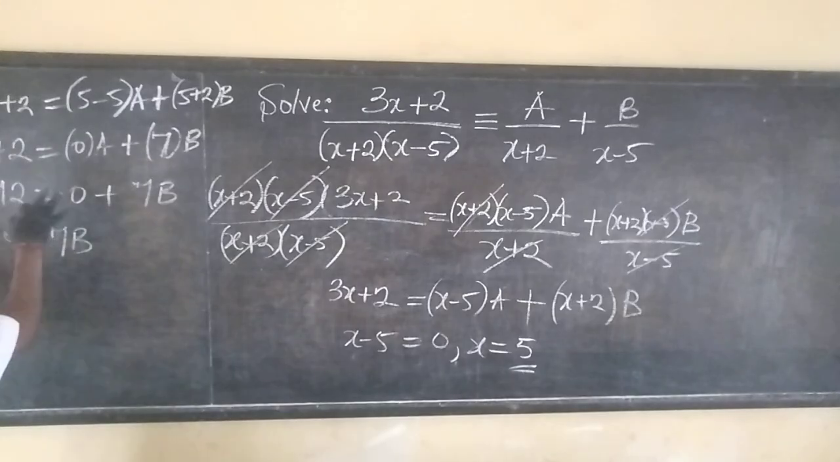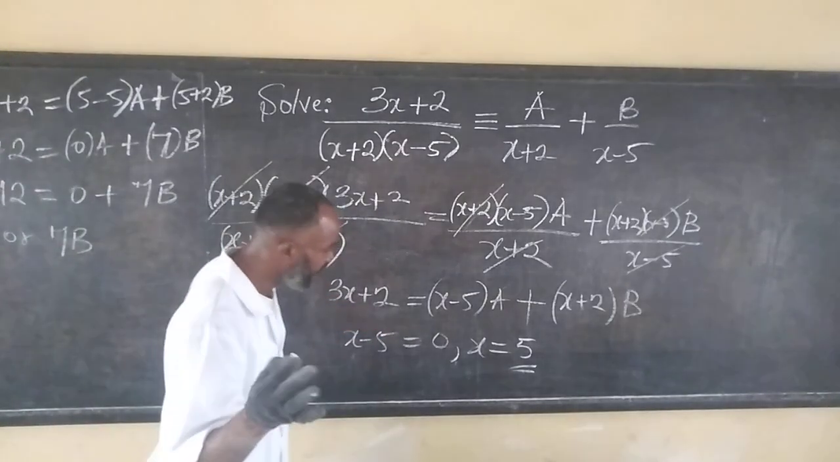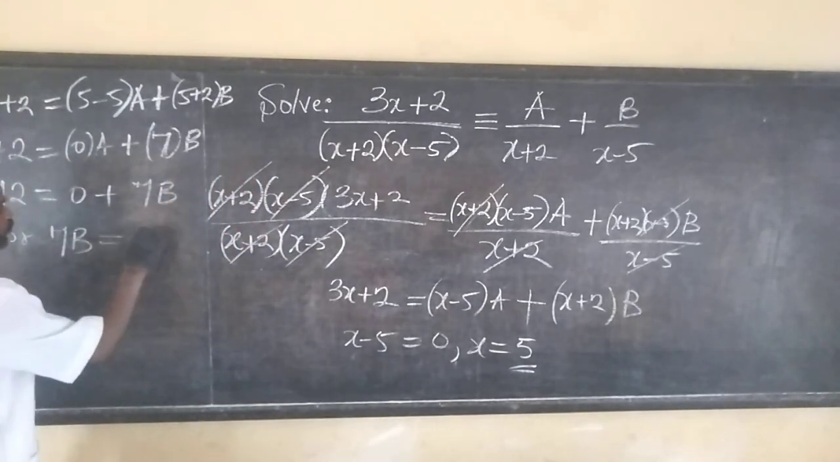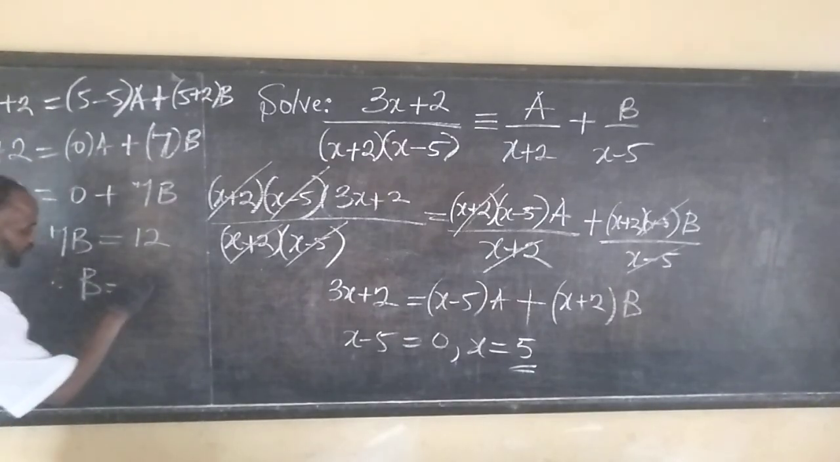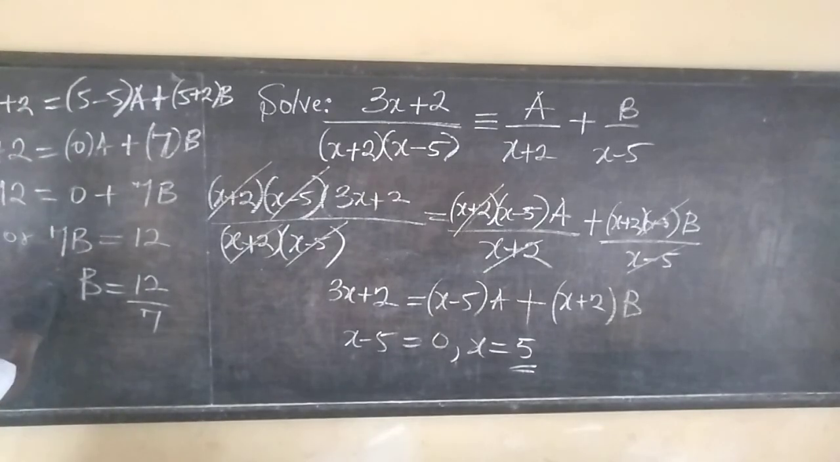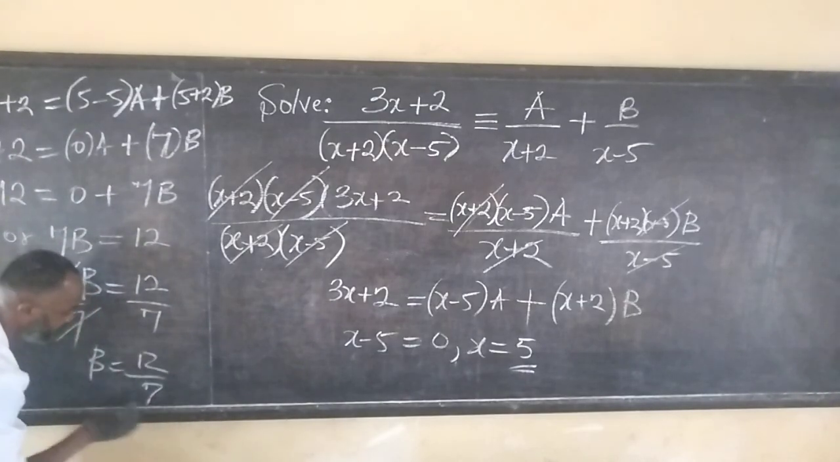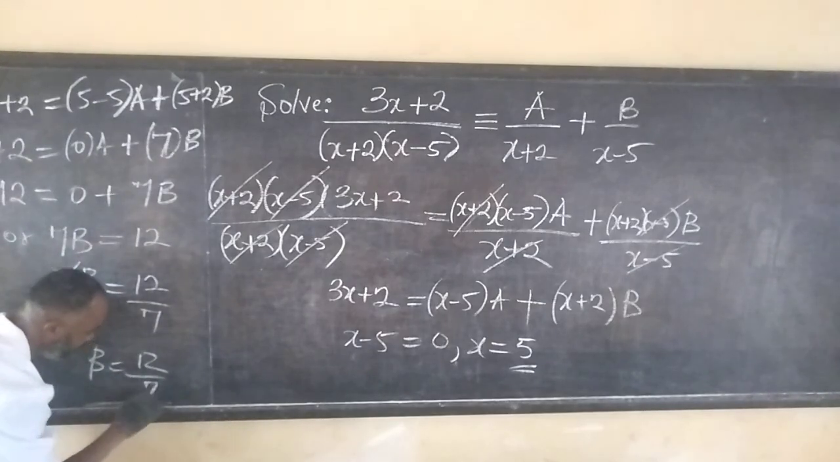Let's check. Are we making any mistake anywhere? Yeah. We don't have any such problem here. So we have 7B is equal to 12. Therefore, the value of B is 12 all over 7. How did we get this? Let's see. 7B over 7, and the same thing all through. So if we cancel this, we have B is equal to 12 all over 7. So that's the value of B. Okay? This is 7. Good.